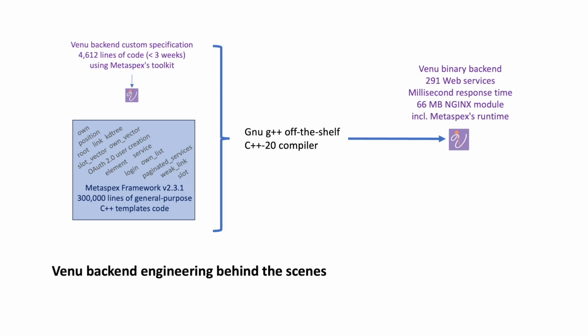This is difficult to believe, but a 66 megs binary is the size of a standard HTML page containing a few images. Yet, everything is in it, and it is loaded only once in the memory of the machine where it is installed. Technically, that binary is called a module. It runs inside a web server. We support Nginx and Apache. In the case of Venu, they chose Nginx.